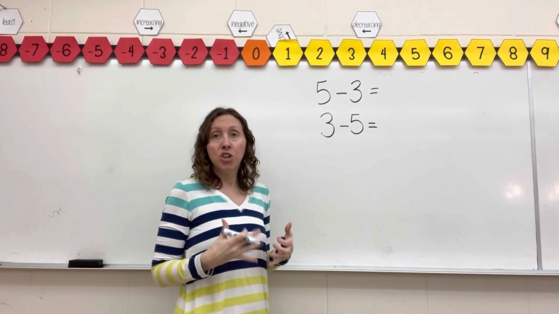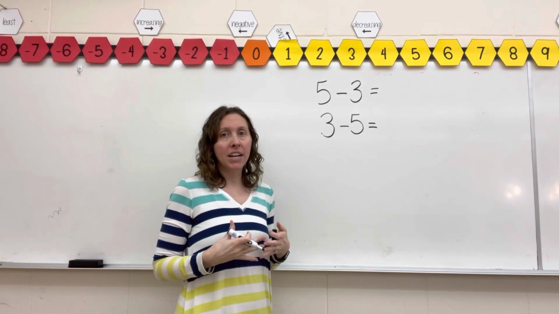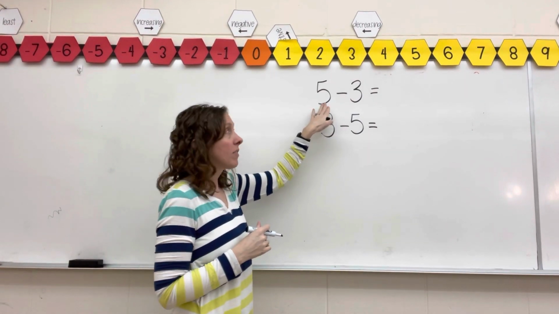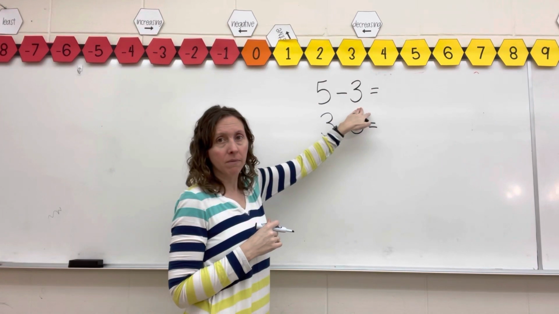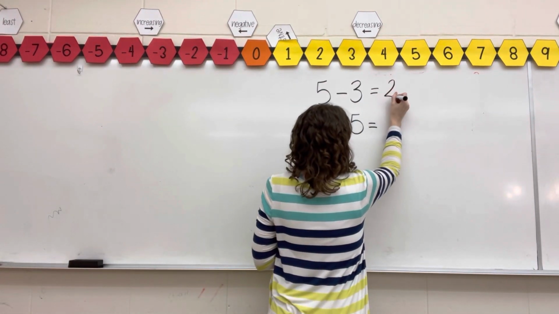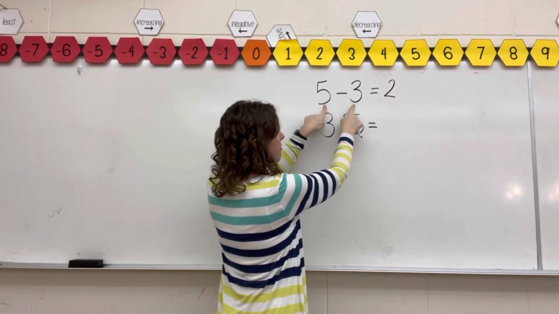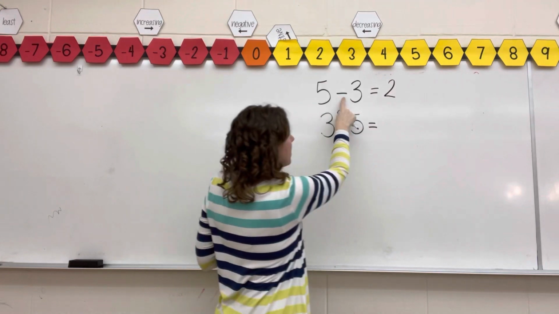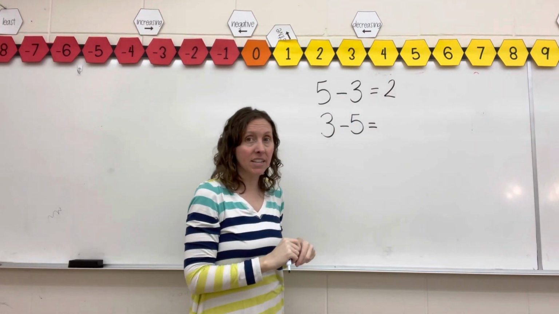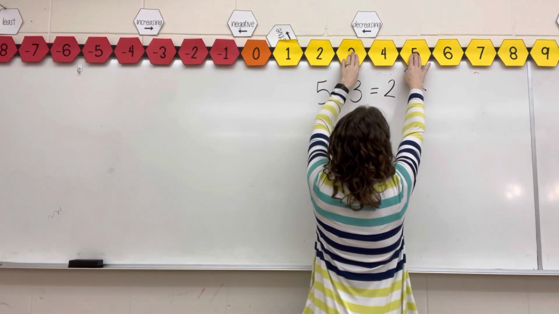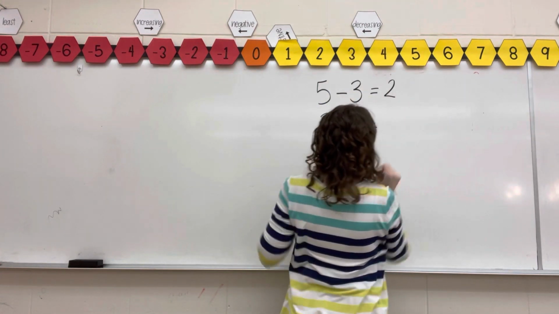I'm going to show you two new ways to subtract integers. All right, so let's take a look at an easy problem. 5 minus 3. You know that that answer is 2. We could find 5 and 3 on the number line and find the difference or distance between those two numbers. So if we compare these two, they're 2 away from each other.